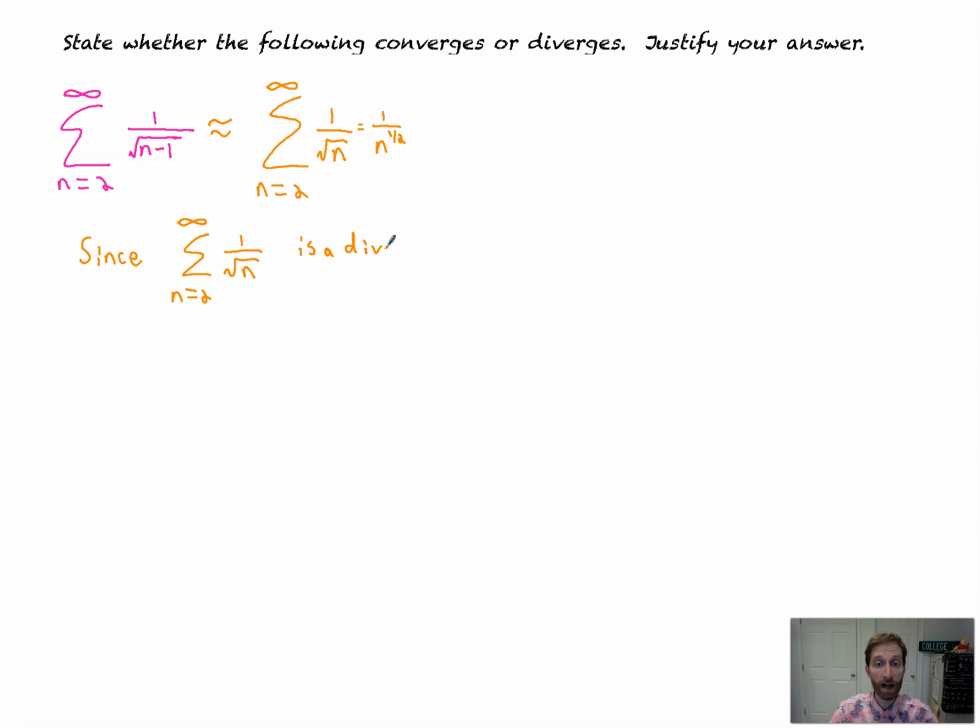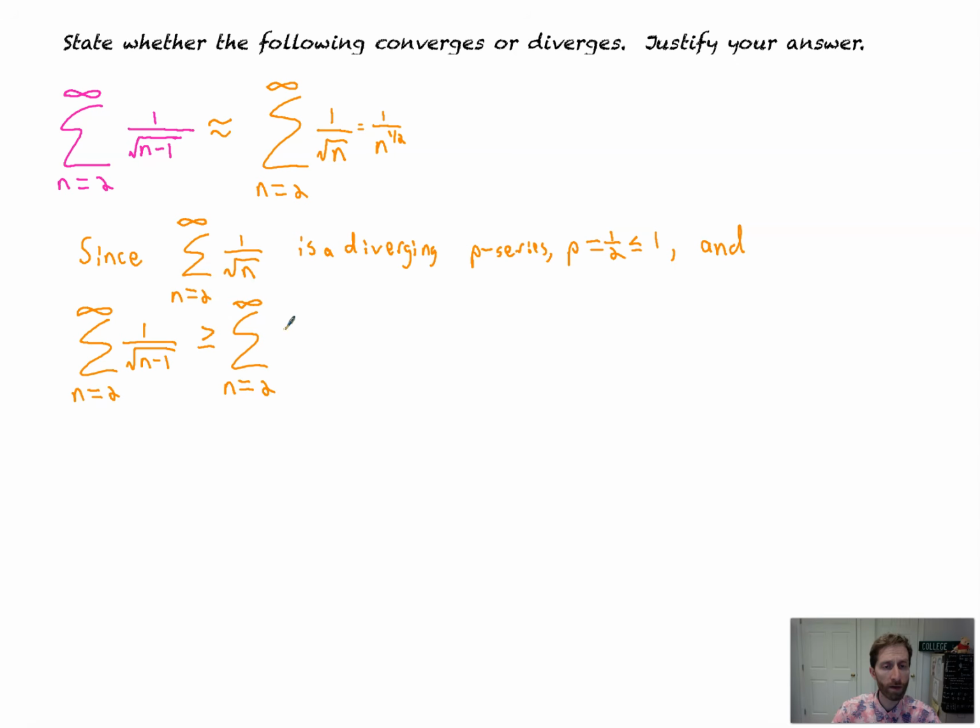It is a diverging p-series, and I'll just put here p equal to 1/2, which is less than or equal to 1. So now I've shown that this series diverges, and my series here is actually more than diverging. That's what we're looking to do here, be more than diverging, and I'll state why in a second. So the sum from n equals 2 to infinity of 1 over root n minus 1 is greater than or equal to the sum from n equals 2 to infinity of 1 over root n. Then our series, n equals 2 to infinity of 1 over root n minus 1, diverges by direct comparison.